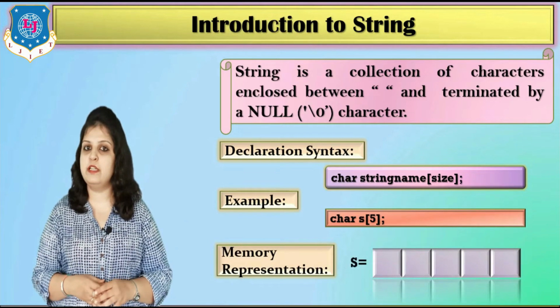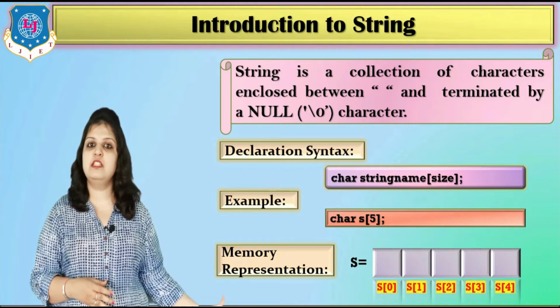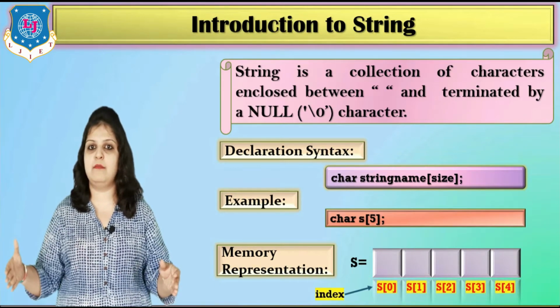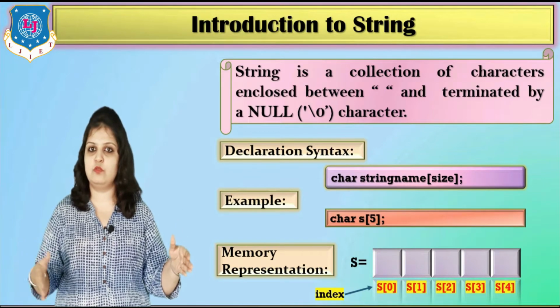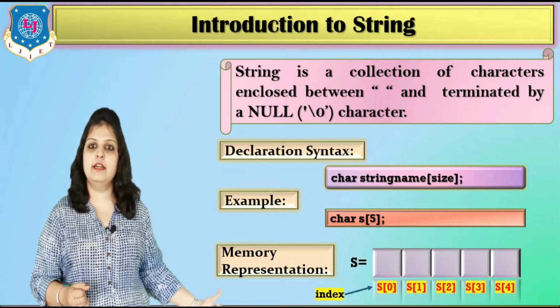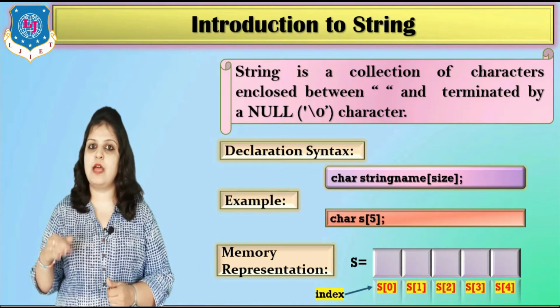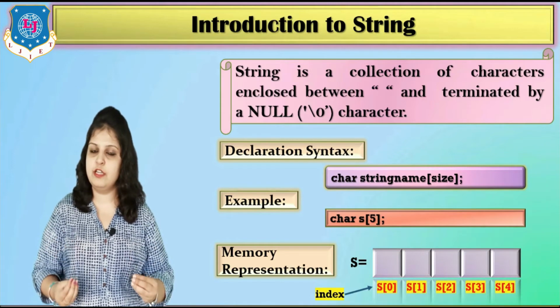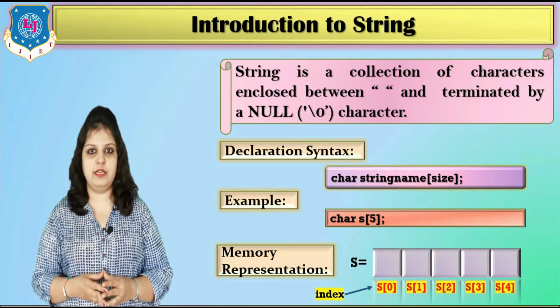And how will it be represented in memory? Just see below, the index starts from 0 to n minus 1, means S[0] to S[4], and here it is blank because when we initialize the string, the value of a particular character is stored at a particular index.